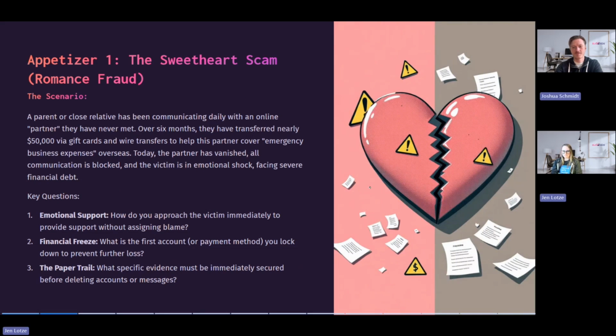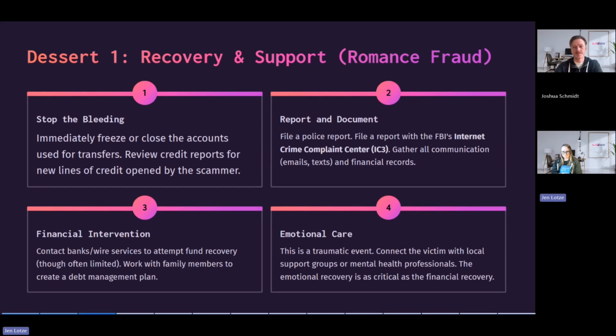So as we think about this type of scam, we're going to have our appetizer, our dessert, and then you'll see what comes after that. So our first dessert, trick and recover and support, want to stop the bleeding. Josh is totally right. We want to freeze and close those accounts used for transfers, right? So your bank account, when you notify them, they're actually going to create new accounts and they will move your money for you, which is your best bet. Don't try to fix this yourself. It just severs that connection, which is great.